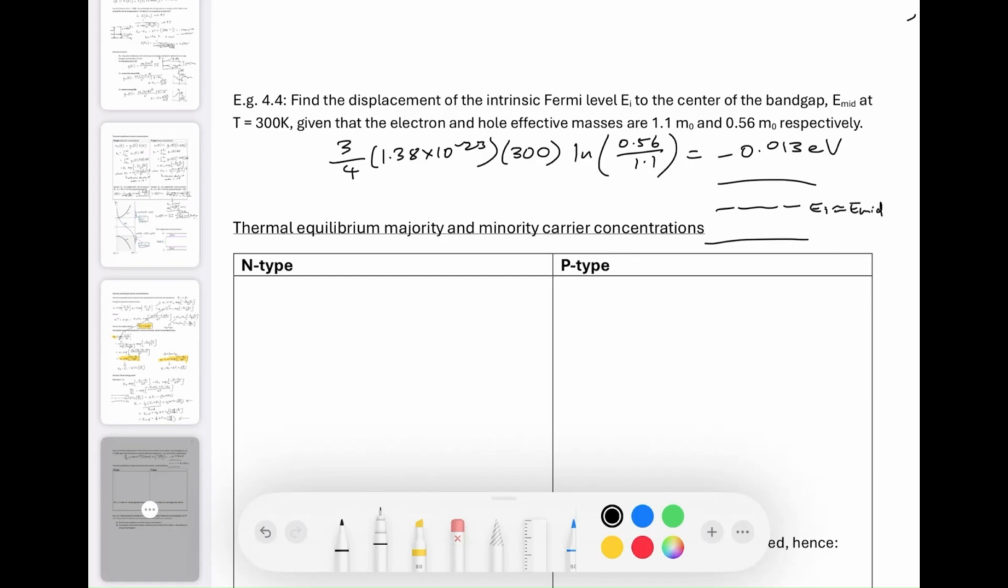Of course at 0 K, Ei is exactly equal to E mid. But even for other temperatures like 300K, which is room temperature, negative 0.013 eV is still very small. This depends on the electron and hole effective mass. It also depends on the temperature. But normally, you can just approximate it to be E mid in most questions. So it depends on the question.